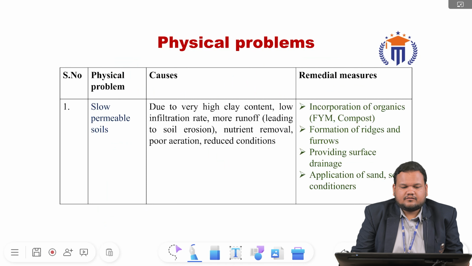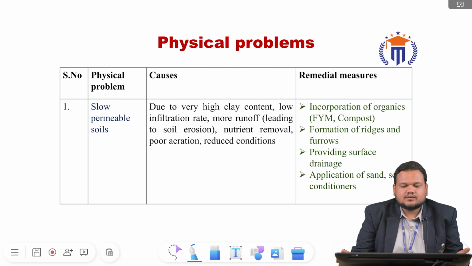So first coming to the physical problems, the first problem is slow permeable soils, in which there is a large amount of clay content present, which leads to more runoff and also nutrient removal. These are the problems that are caused within the slow permeable soils.